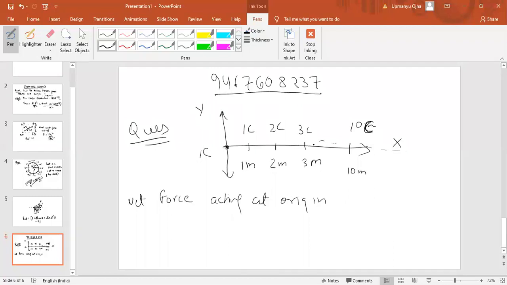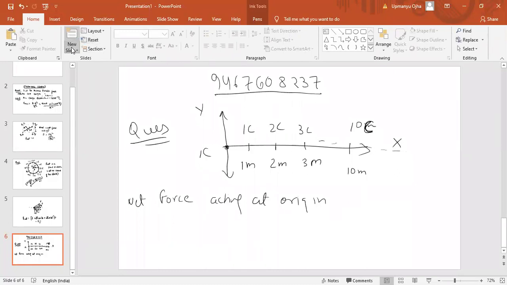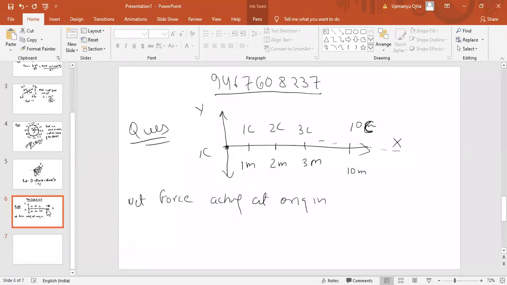Okay, so try to solve this problem. Did you understand the problem or not? At the origin we have placed 1 coulomb, then at 1 meter 1 coulomb charge, at 2 meter 2 coulomb charge, 3 meter 3 coulomb charge, 4 meter 4 coulomb, 5 meter 5 coulomb. Like this we have placed up to 10 meter 10 coulomb charge. Now we need to find the net force acting at the origin. Try to solve this problem now. I'll give you around 2 or 3 minutes to solve this problem.